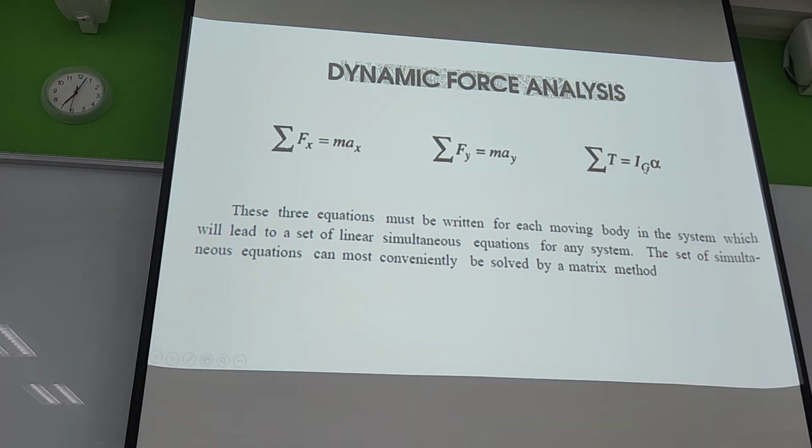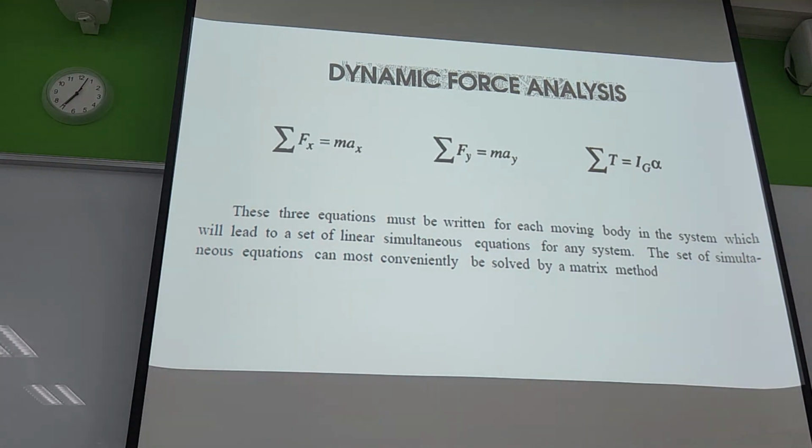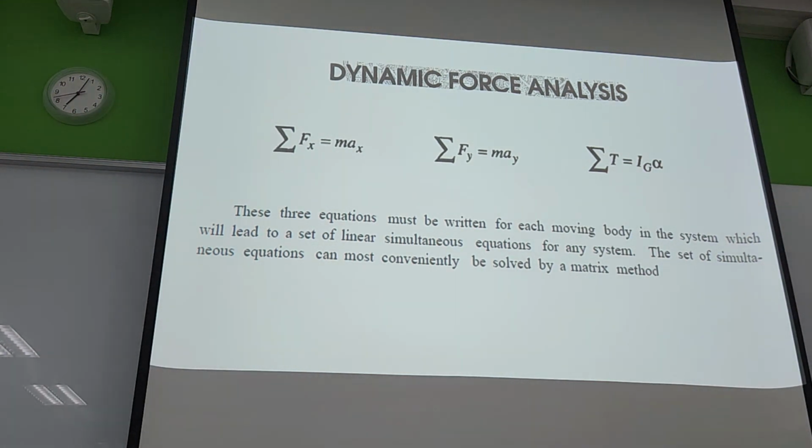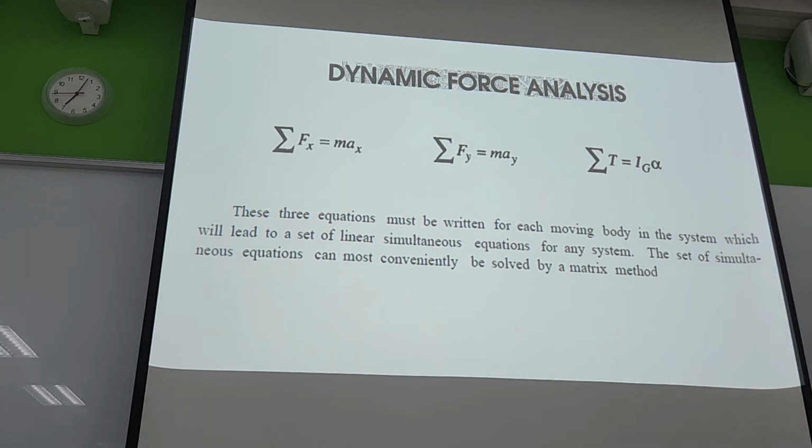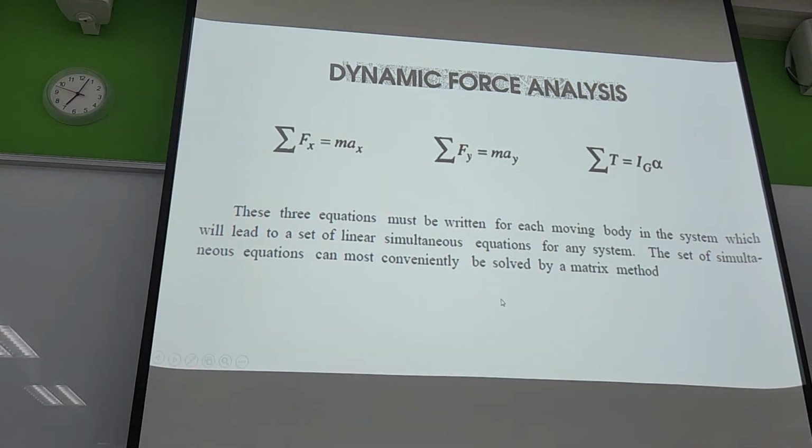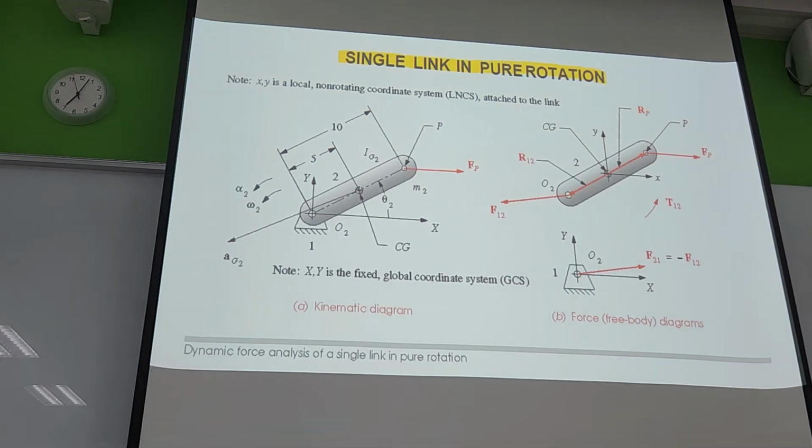Ig is the mass moment of inertia. Generally the mass moment of inertia will be m into r square, so the unit is kilogram meter square. Alpha is the angular acceleration. Now we try to analyze a linkage mechanism, link by link, to see how the force analysis can be done.